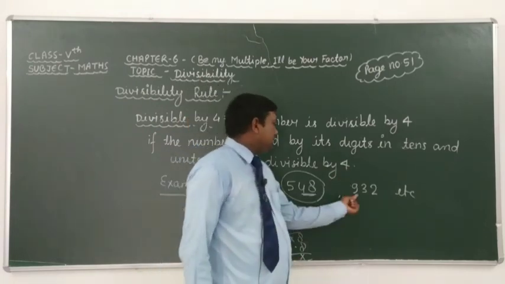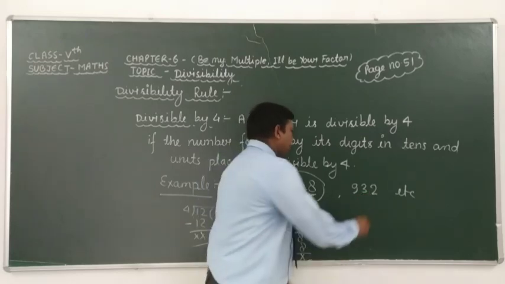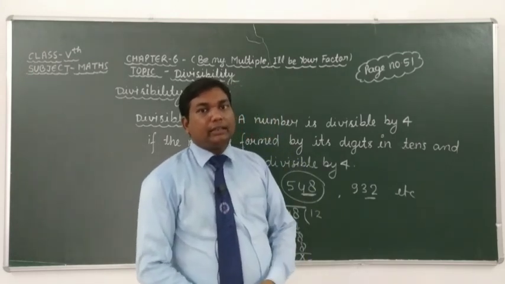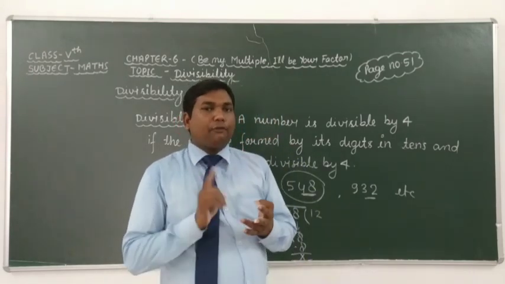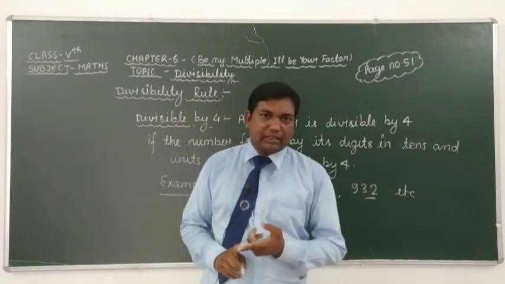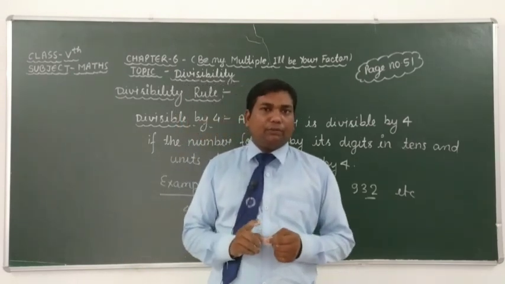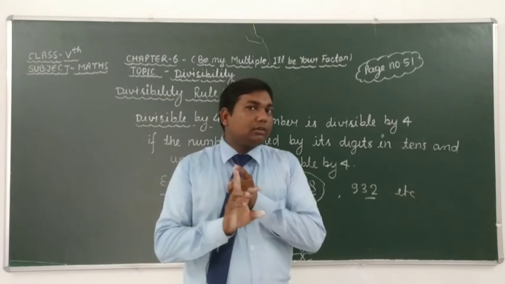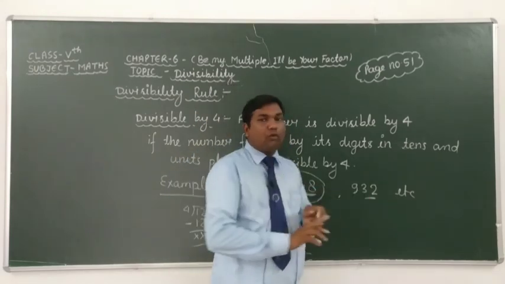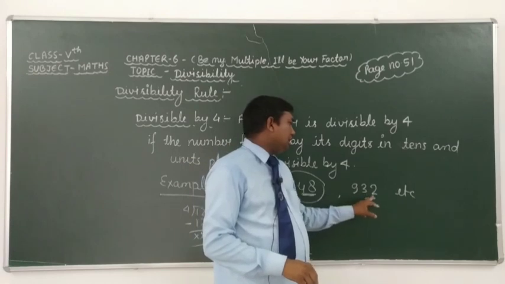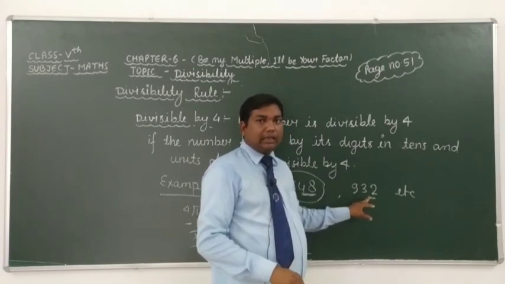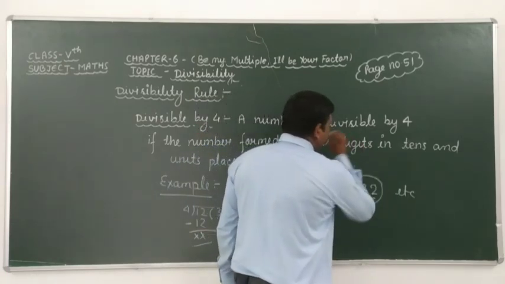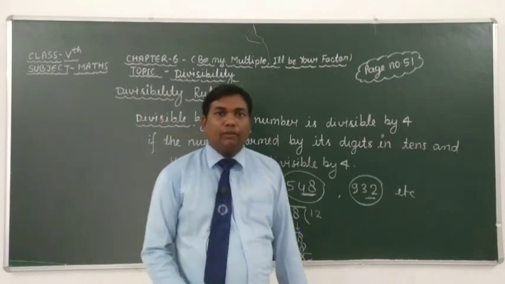Okay, students, in this question, look here carefully. Here given 32. Students, we know that 4 8s are 32. Recall the table of 4. 4 1s are 4, 4 2s are 8, 4 3s are 12, 4 4s are 16, 4 5s are 20, 4 6s are 24, 4 7s are 28, and 4 8s are 32. Here we get 32 is divisible by 4. Therefore, we can say that 932 is also divisible by 4.